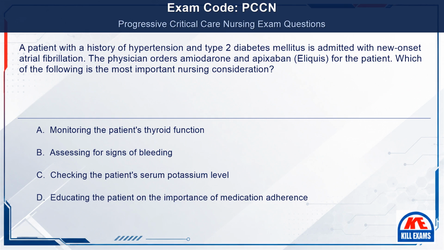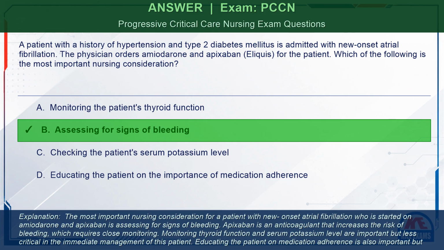Question 4. A patient with a history of hypertension and type 2 diabetes mellitus is admitted with new-onset atrial fibrillation. The physician orders amiodarone and apixaban, Eliquis, for the patient. Which of the following is the most important nursing consideration? Option A. Monitoring the patient's thyroid function. Option B. Assessing for signs of bleeding. Option C. Checking the patient's serum potassium level. Option D. Educating the patient on the importance of medication adherence. The correct answer is option B.